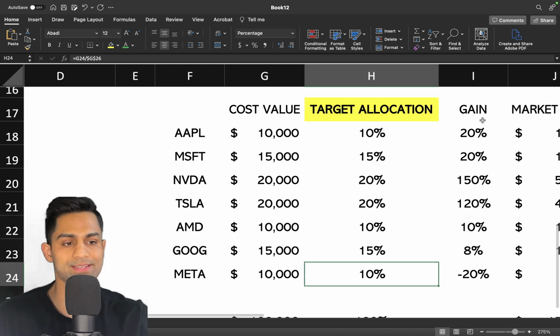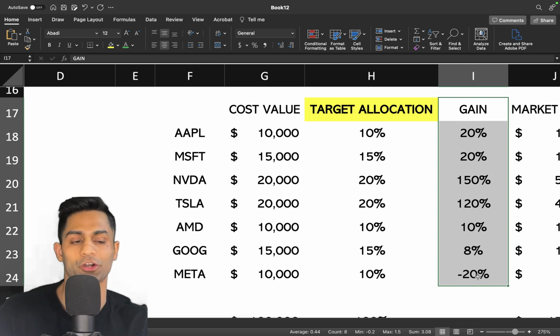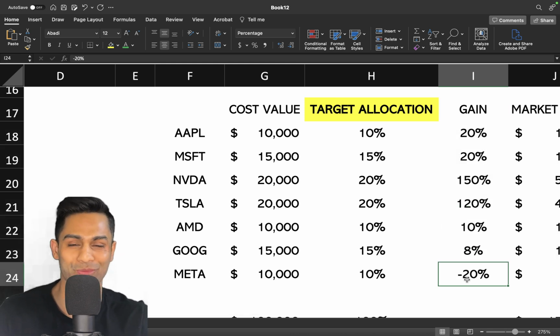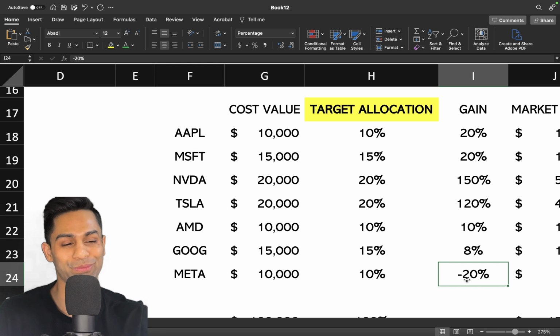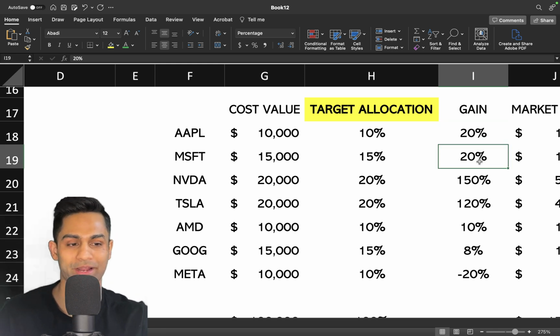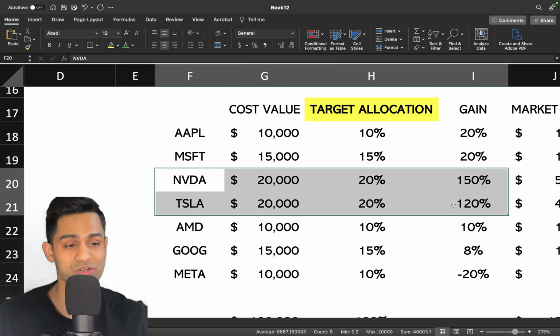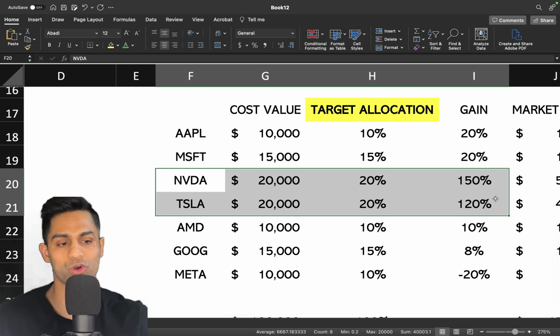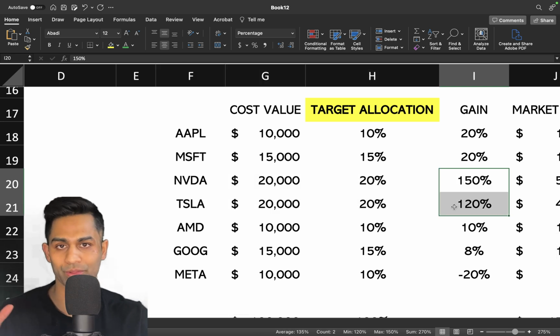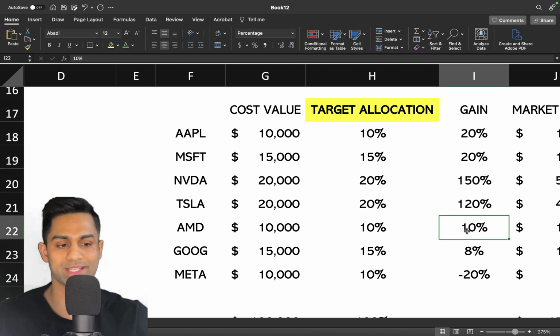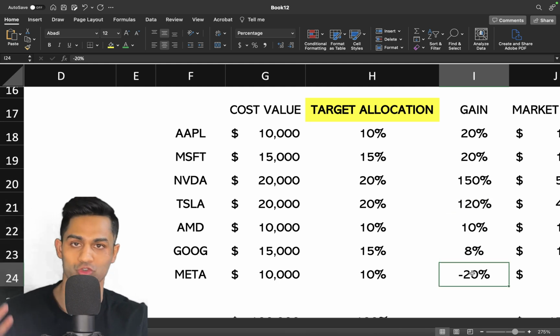And let's just say that this is the gain or the loss over the next year, right, in 2023. I've only put negative 20% for Meta because Meta is definitely the one that's been hated the most. So negative 20%, but we got Apple 20% gain, Microsoft 20% gain. I've put Nvidia and Tesla at 150%, 120% gain. So absolutely staggering performance from these two stocks in this hypothetical example. Again, this is only an example right now that I'm sharing. And then of course we got AMD at 10%, Google at 8%, and Meta dropping 20%.